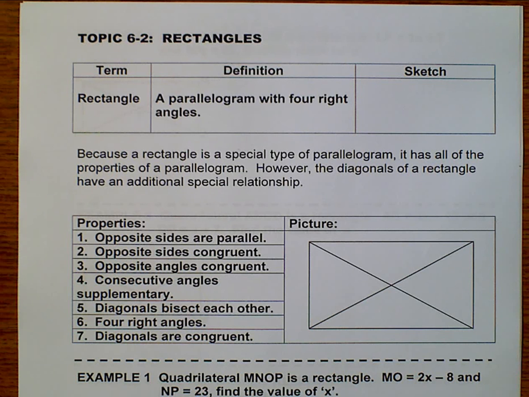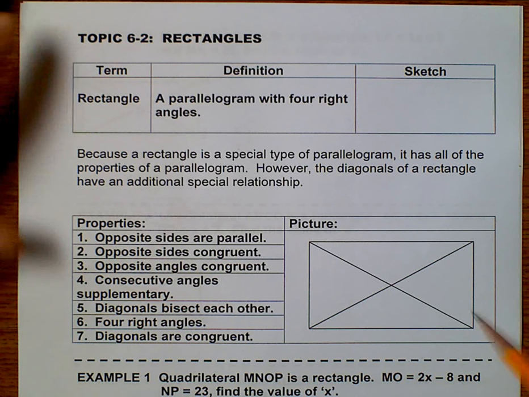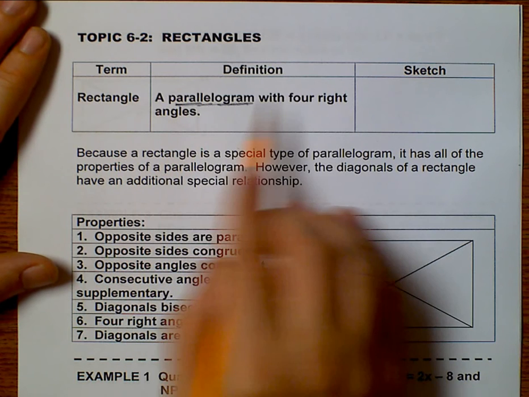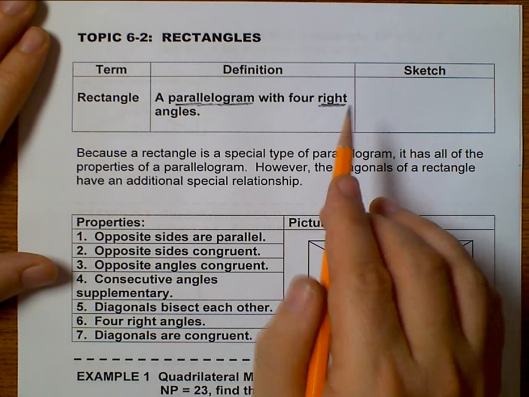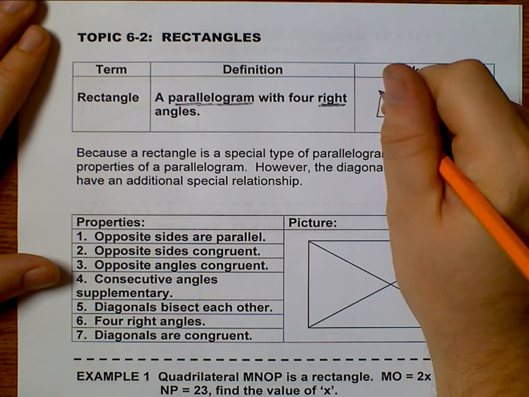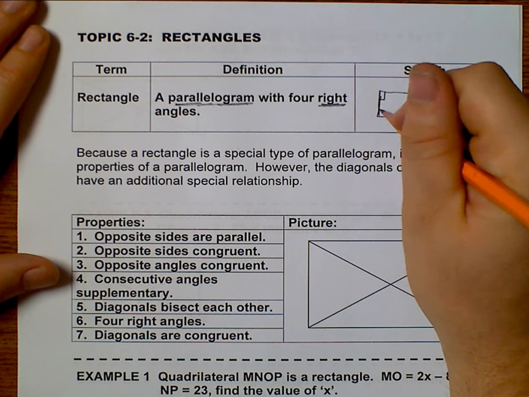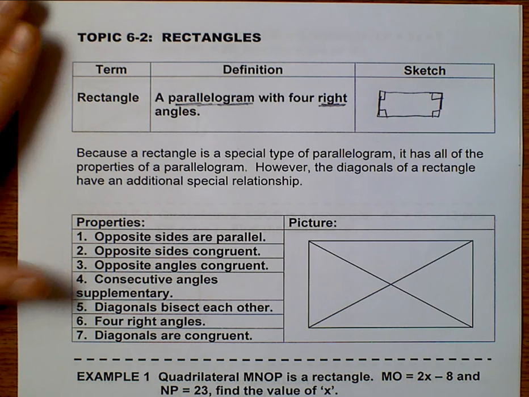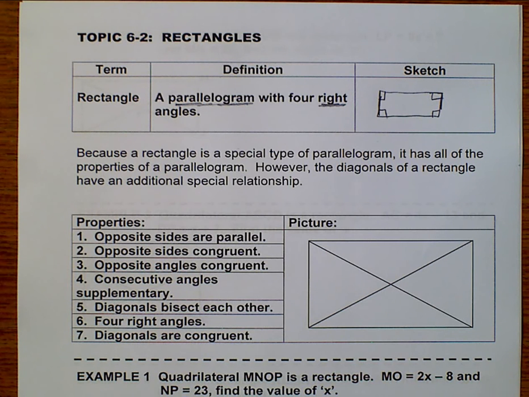Hello, this is topic 6-2 on rectangles. First, let's give the formal definition for a rectangle. A rectangle happens to be a parallelogram with four right angles. Okay? And so there's just a basic rectangle.